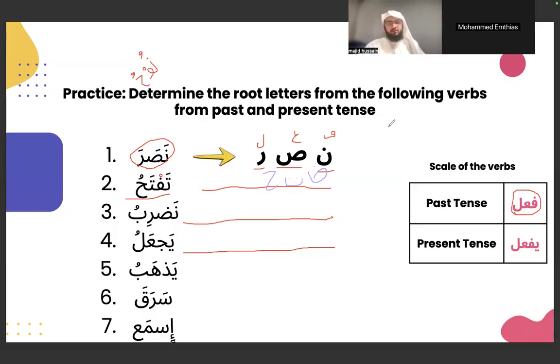Okay, second one is fataha. Yes, that's the root. If I want to find the meaning of it in the dictionary, I can just go to the fa and then find out what it means, because in the Arabic dictionary, you can only find the meaning of words through their root letters. This is correct.